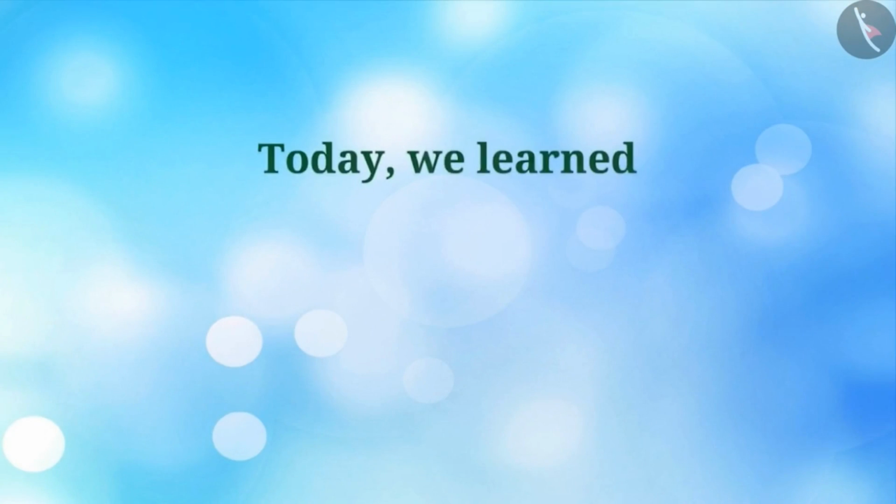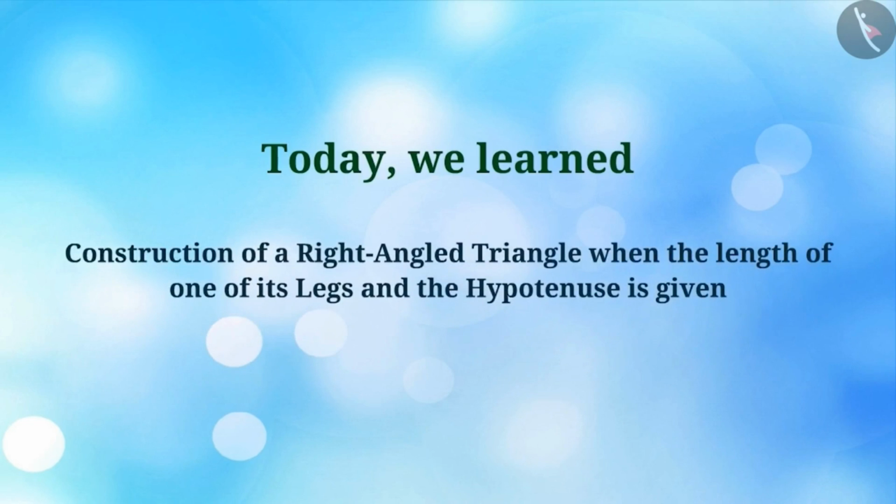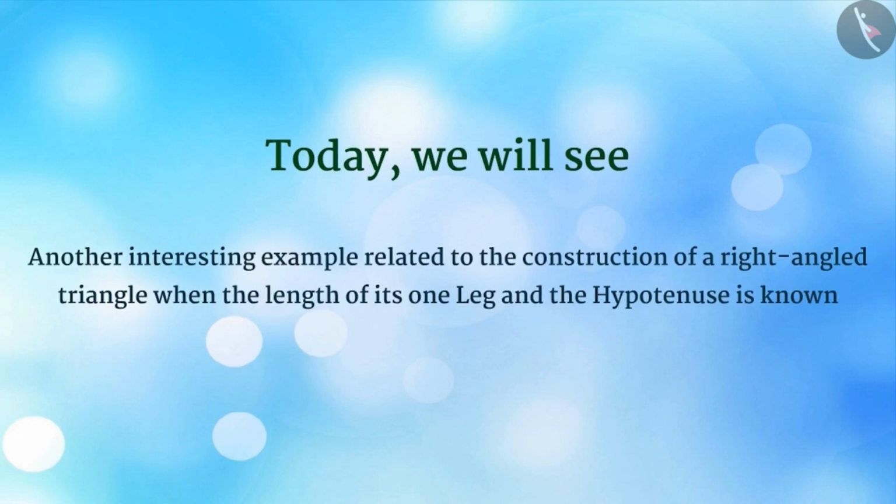So today we learned the construction of a right-angled triangle when the length of one of its legs and the length of its hypotenuse is given. In the next video, we will look at an example for this.